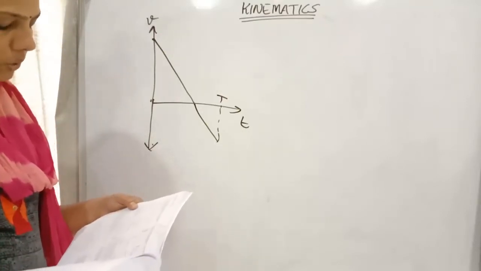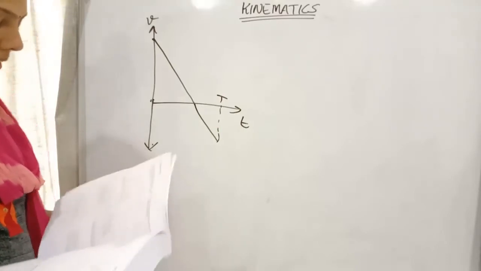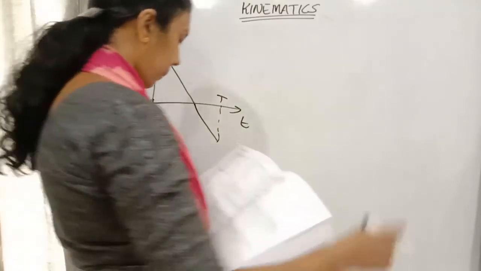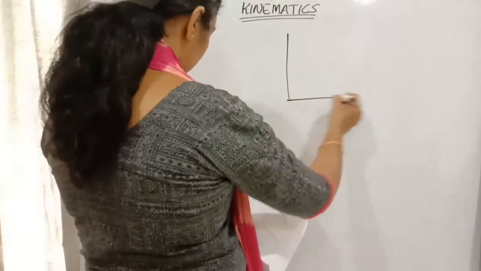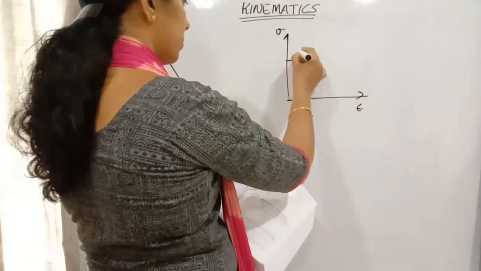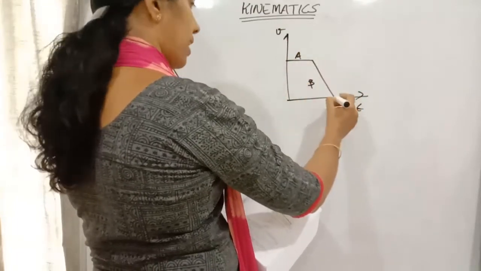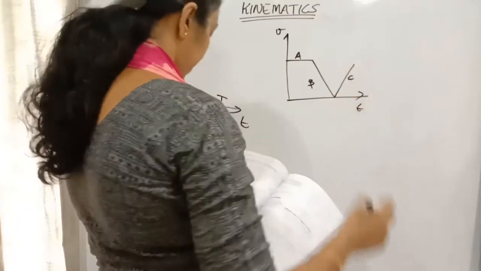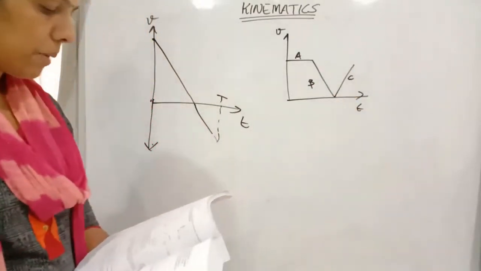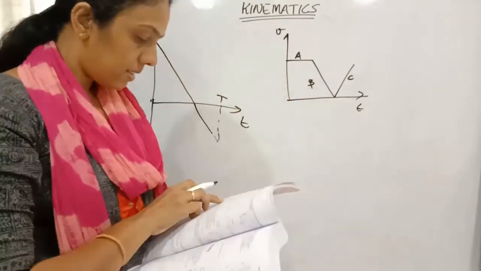Next one: the velocity-time graph of a body is shown in the figure. It implies that at the point B, so the velocity-time graph is given like this, with V here, this is the portion A, here it is B, and again here it is C. It implies that at point B, now options are given.